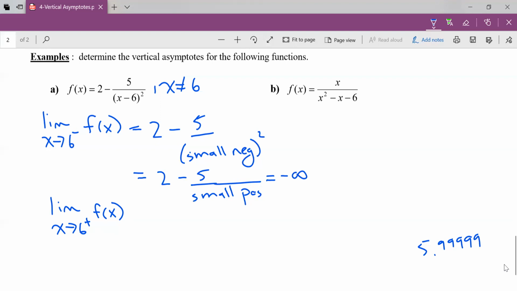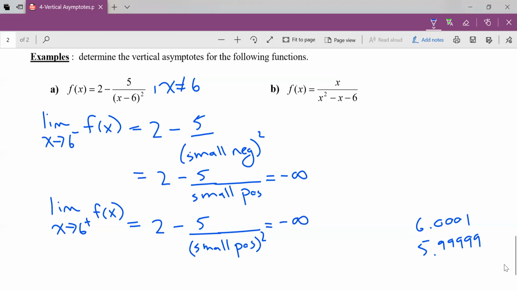Okay, let's try that again, now from the right. From the right, I'm going to sub in a number close to 6. So what do I get this time? This time I get 2 minus 5 over 6.0001 minus 6, which is a small positive, and in fact, it's a small positive squared. So negative 5 divided by a small positive number squared is negative infinity. And 2 minus infinity is still negative infinity.